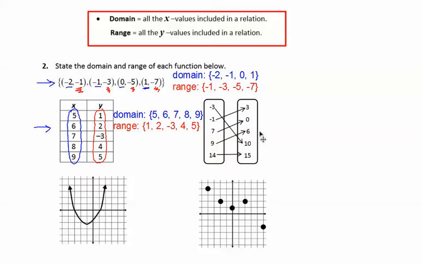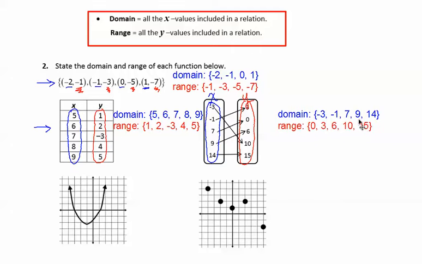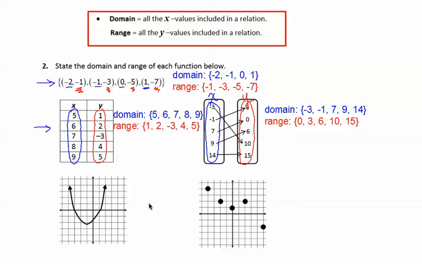You can do the same thing with this mapping diagram. The domain would be all of your x values. Remember that the x is the input, so this would be the x. And your range would be all of the y values, your output. That would look something like this. List of the x values, list of the y values.